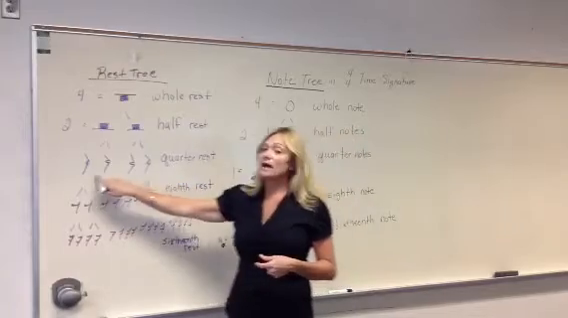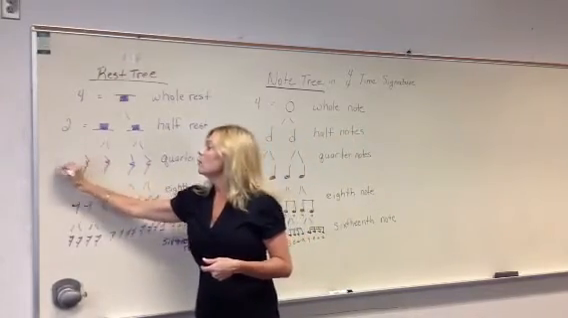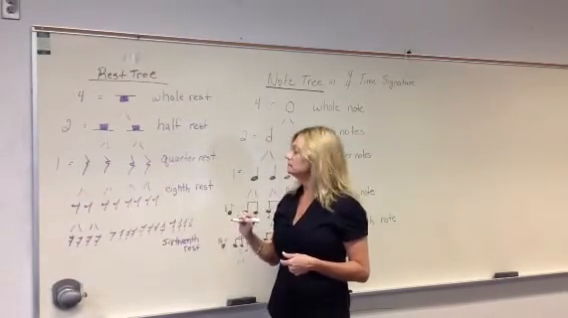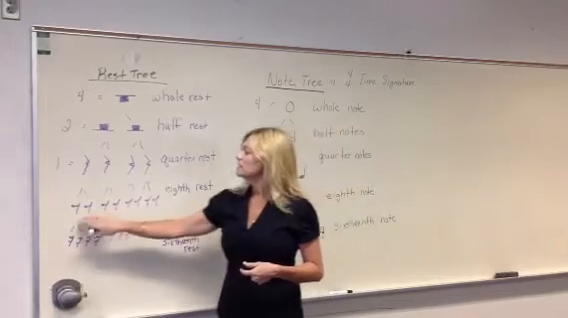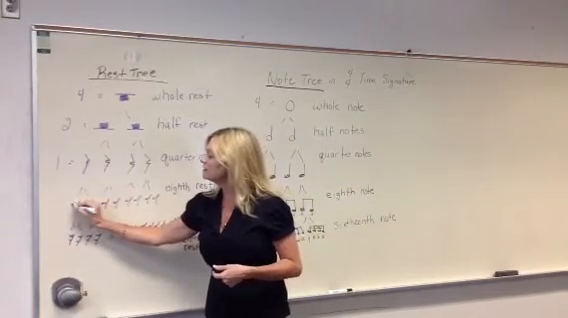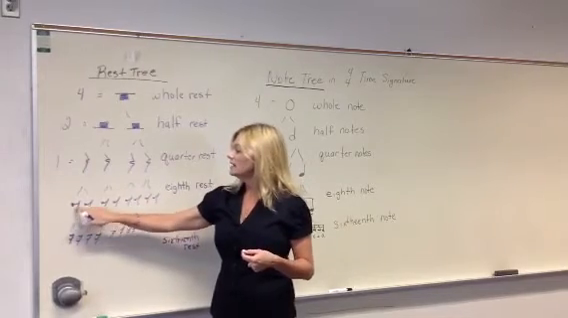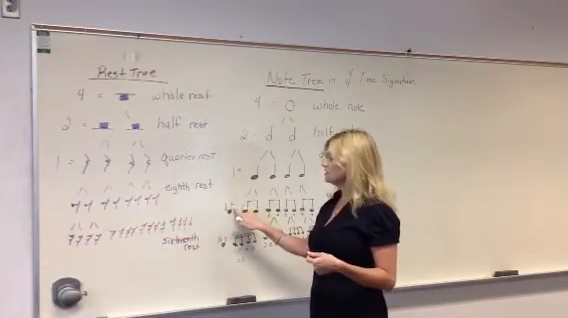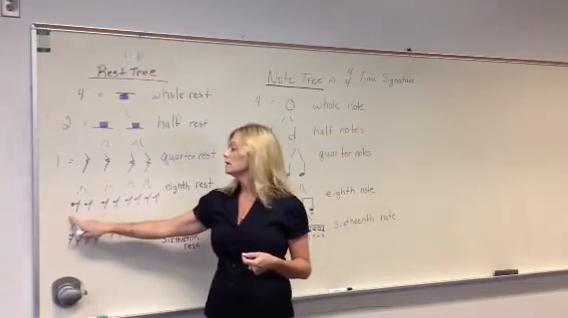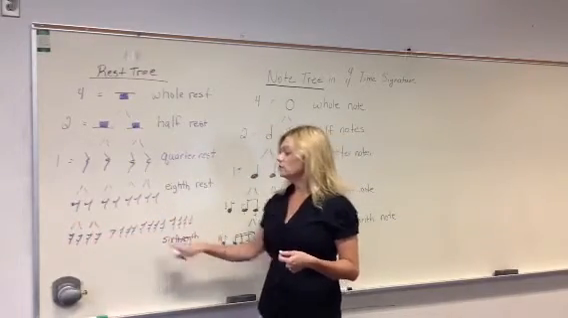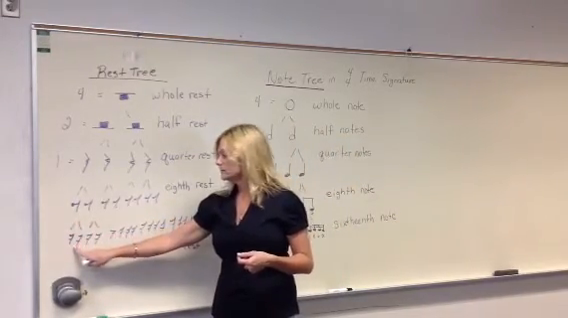Quarter rests look like lightning bolts, and they get 1 each. 1/8 rests look almost like a 7. It has a little round piece on the end of it, and it's almost like the flag that you see going here. It has 1 flag. 16th rests have 2 flags.